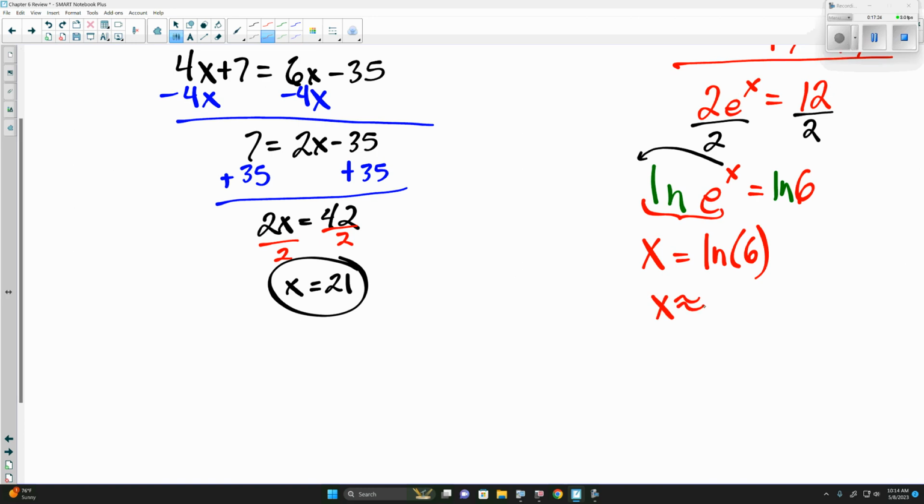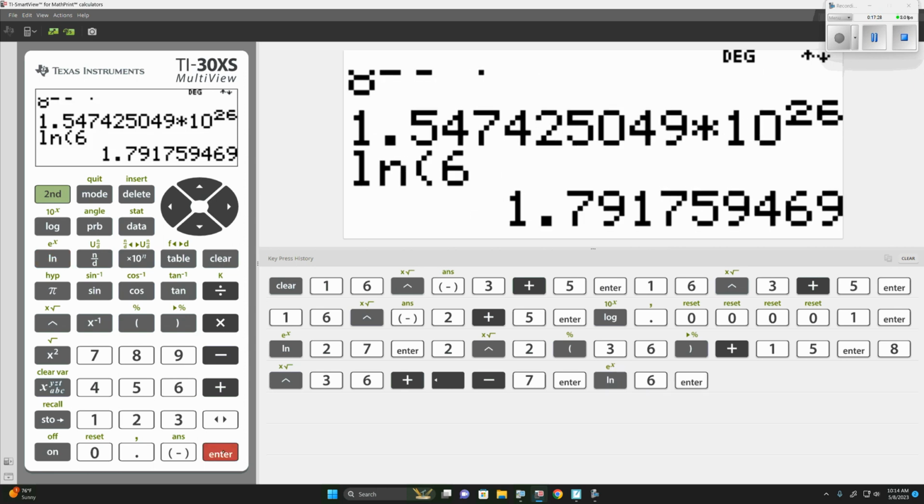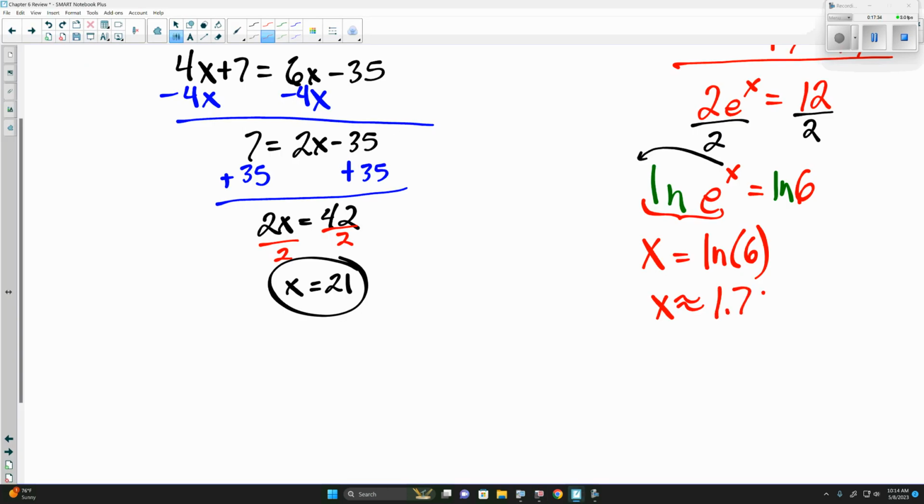So x is the natural log of 6, or if we type it into the calculator, 1.7917 or 1.792. And that's it.